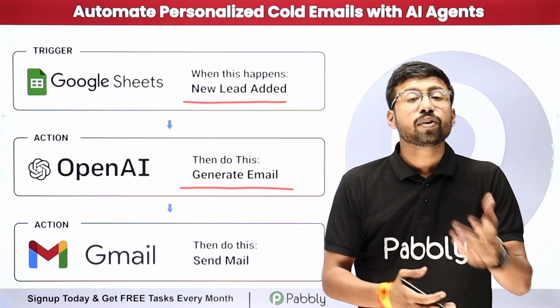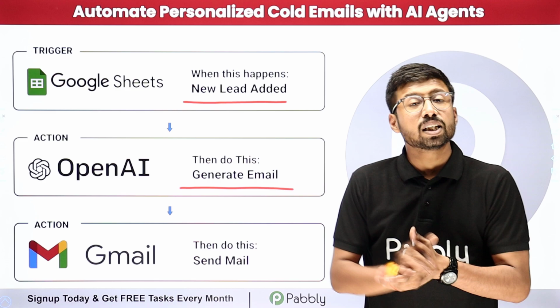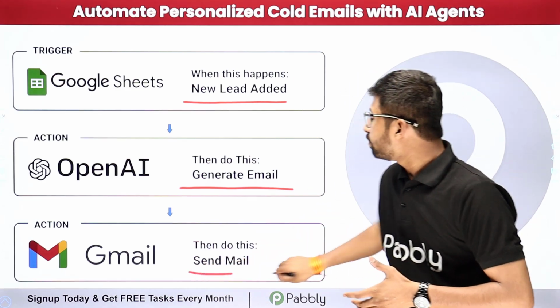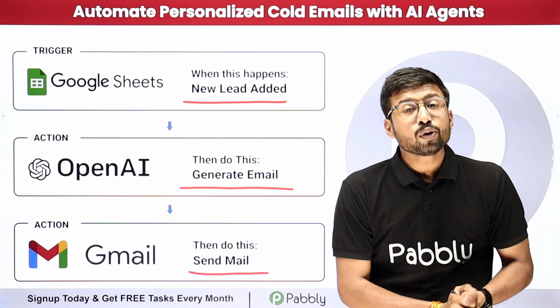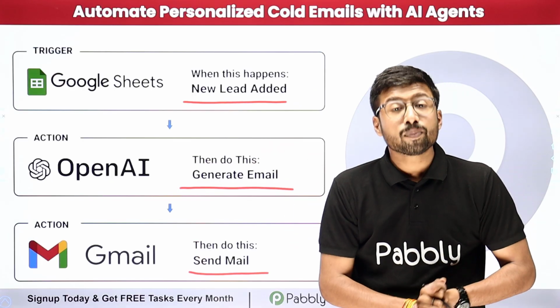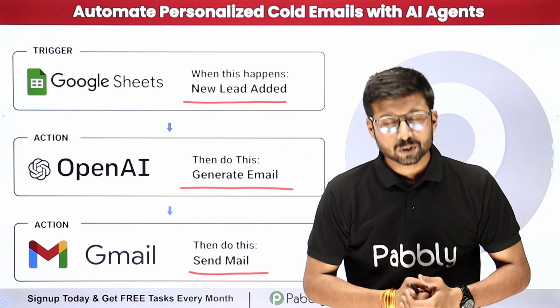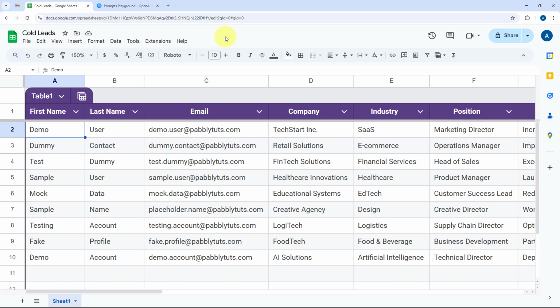Then after generating the email, this AI agent will send the same email to our leads from our Gmail account as well. Now, if you want to learn how you can build this AI agent all by yourself, for that, let me just take you to my screen. So as you can see, this is my Google spreadsheet in which I'm entering the details of the lead to whom I want to send the cold emails.